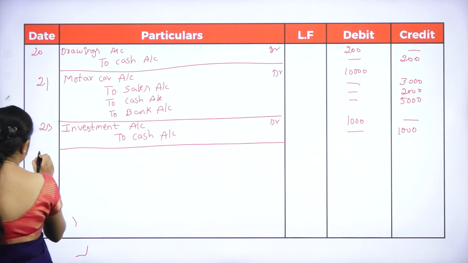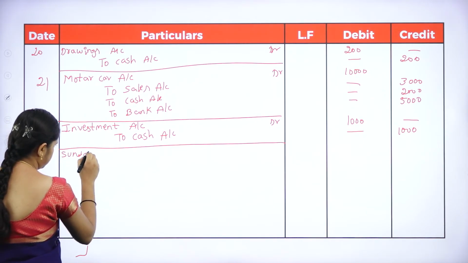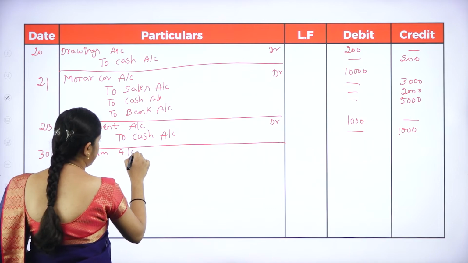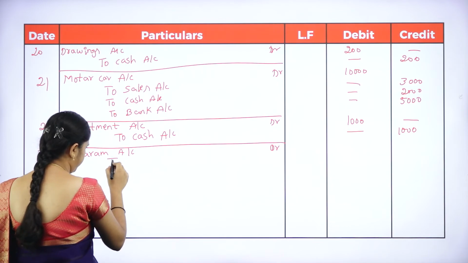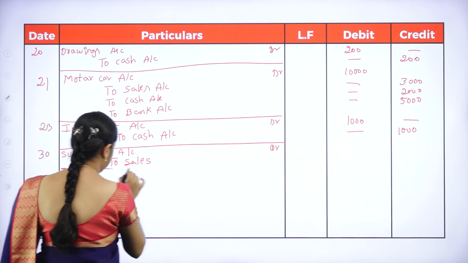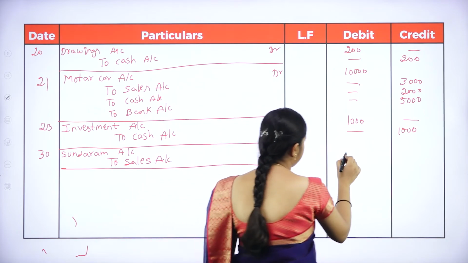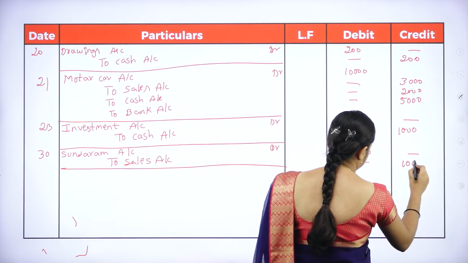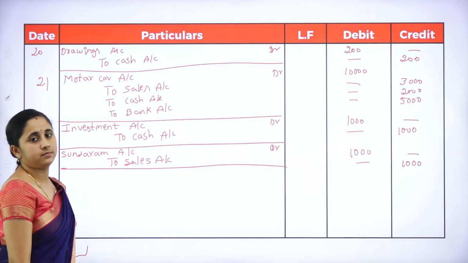On 30th, Sundaram received, so he should be debited. Sundaram account debtor to sales account of rupees 1,000. You will write the narration as being goods sold to Sundaram on credit.